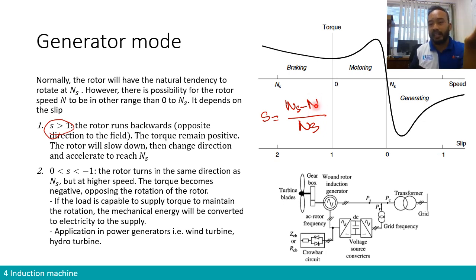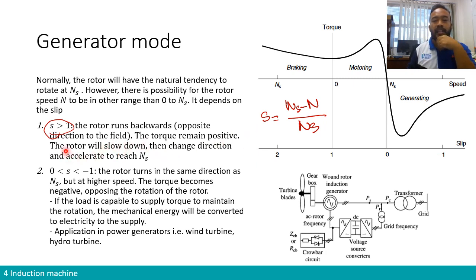So what does it mean, n negative? It means that the rotor is rotating in the opposite direction. That's why we say the rotor is running in the backwards direction. That's when we have s larger than 1. The rotor runs backward, which is the opposite direction of the field, while the torque remains positive. Why does the torque remain positive? Because there is still slip, and the slip is getting larger, so the torque is still in the same direction. It's just that the rotor is now being rotated in the opposite direction.